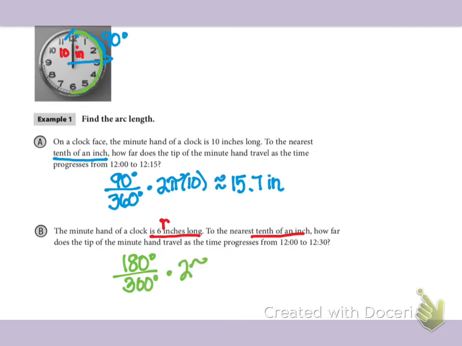But this time the radius is only 6 inches, so that's 180 divided by 360, which is really a half, right? Or half an hour, times 2 times pi, and then times that new radius, which is 6. So that's going to be about 18.849, so that's about 18.8 inches is how far you have to travel to go from 12 o'clock to 12:30.